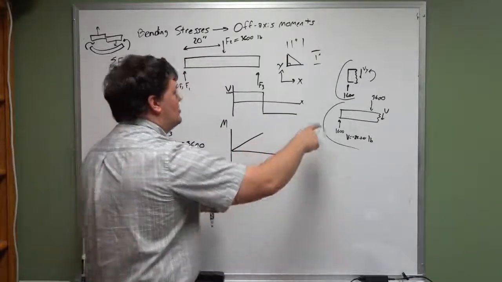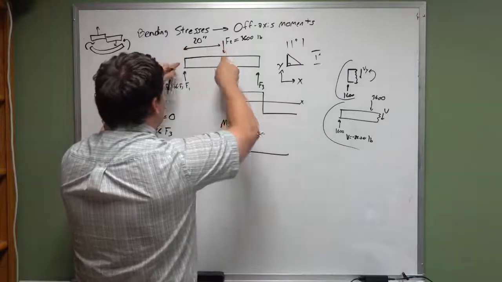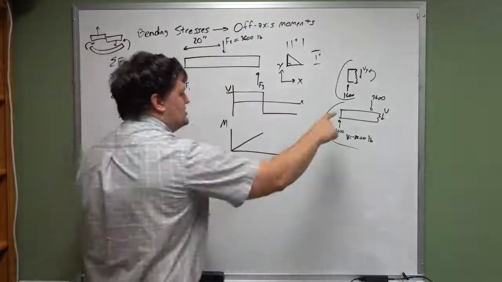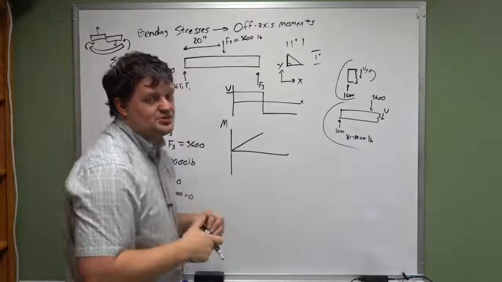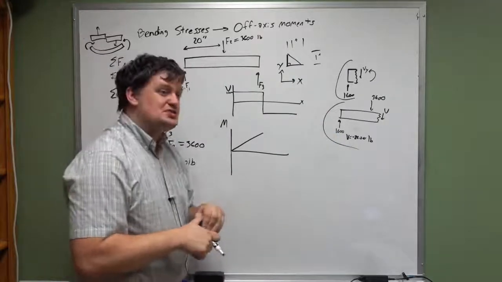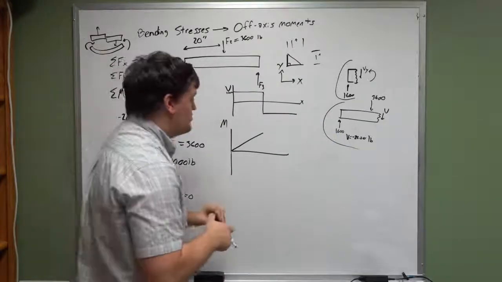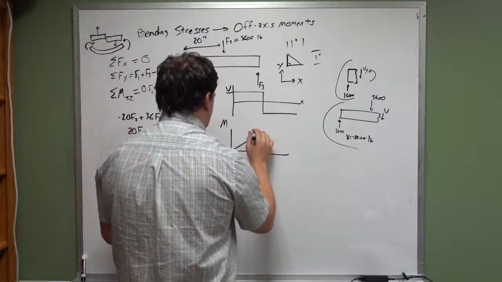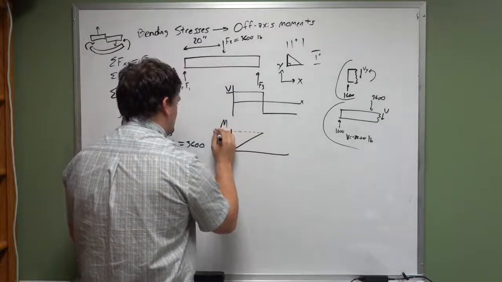On the other side, we have 20 inches multiplied by F1. 20 inches times 1,600 is 32,000 pound inches.